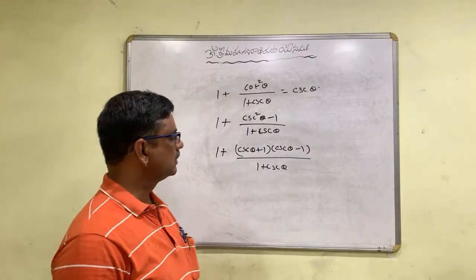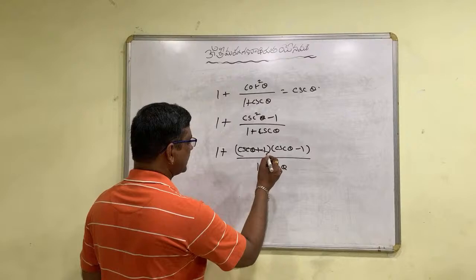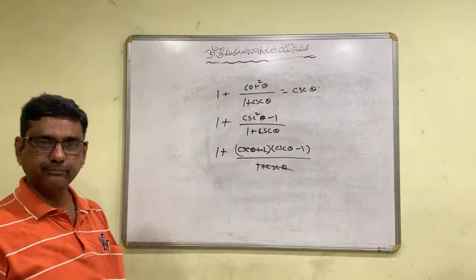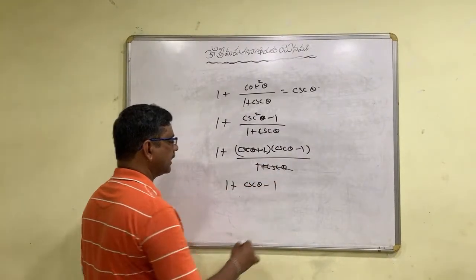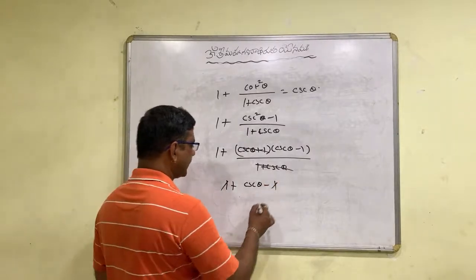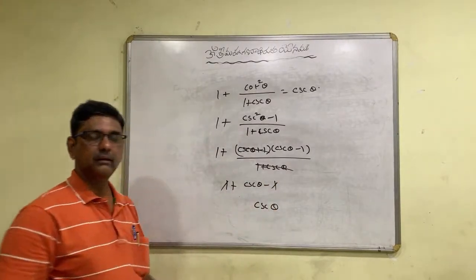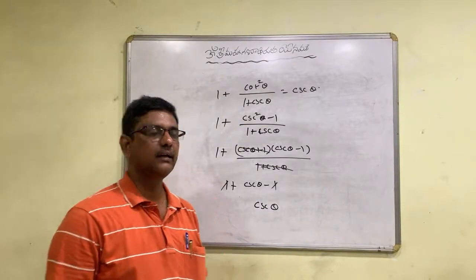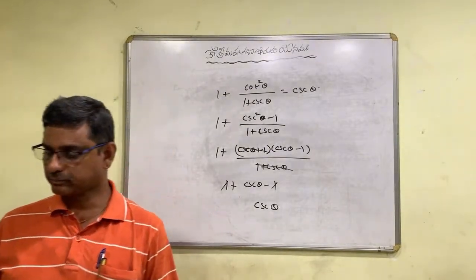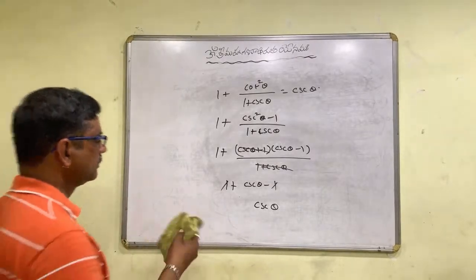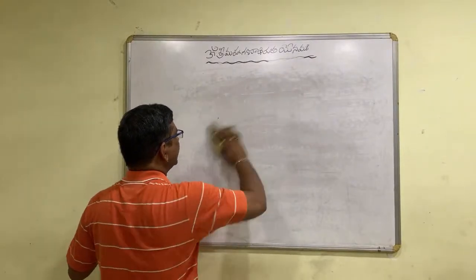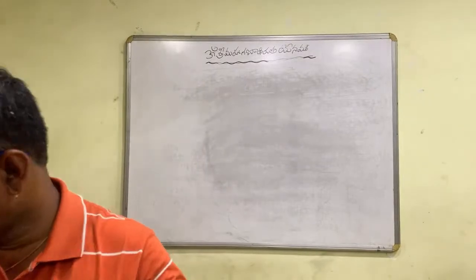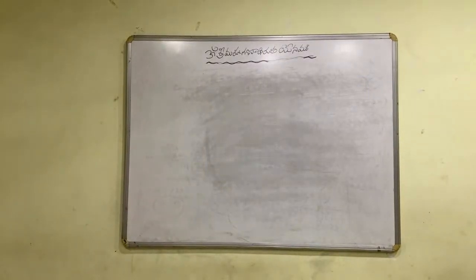I told you. Now you see. This cosecant theta plus 1 and 1 plus cosecant theta get cancelled. Now what is remaining? 1 plus cosecant theta minus 1. And 1 and minus 1 get cancelled. The result is cosecant theta. Understand, children? Okay, good. Next one we'll see.